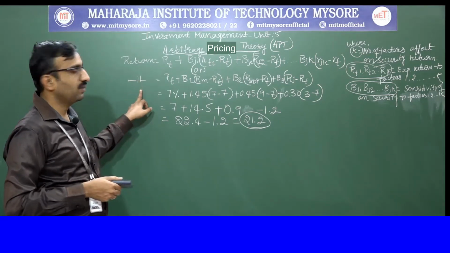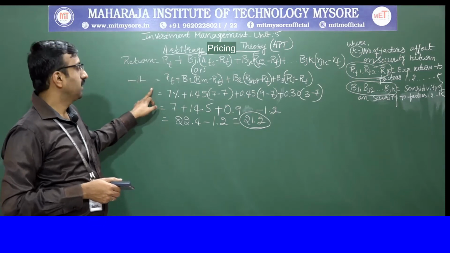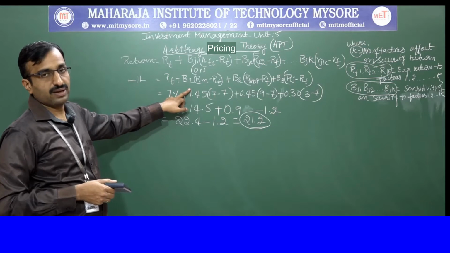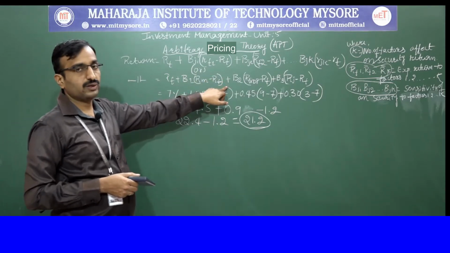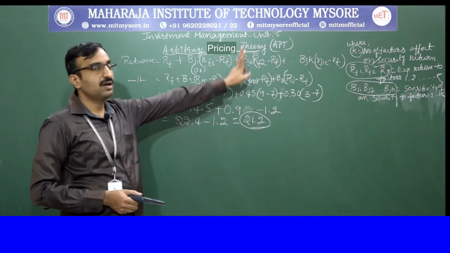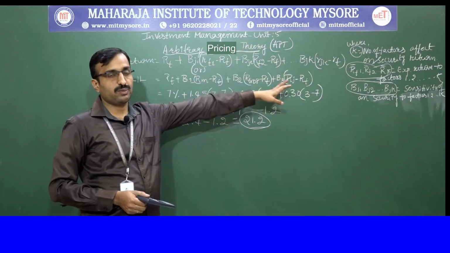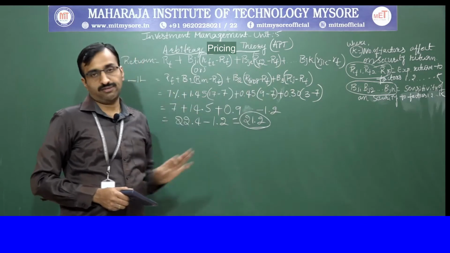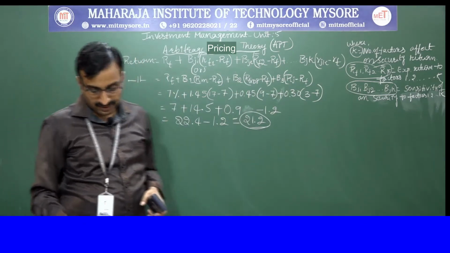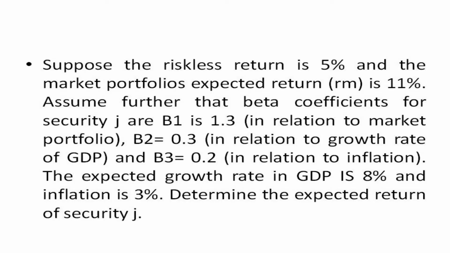So, you have to remember the formula. Please remember the formula. Return is equal to RF plus beta 1 into RM minus RF plus beta 2 into R factors, whatever they have given, GDP, RGDP minus RF plus B3 is equal to security premium RJ minus RF, risk free rate of return. Okay. So, let us take a similar kind of problem, go through that.